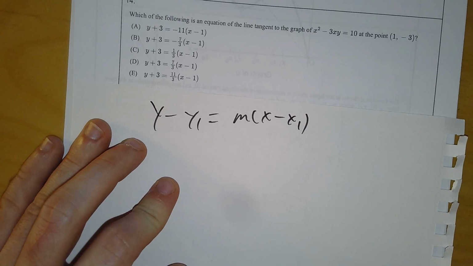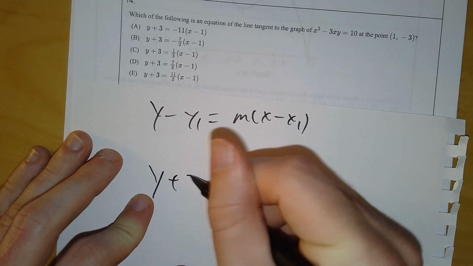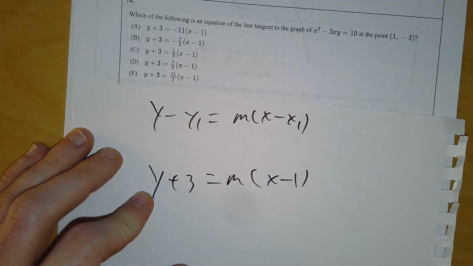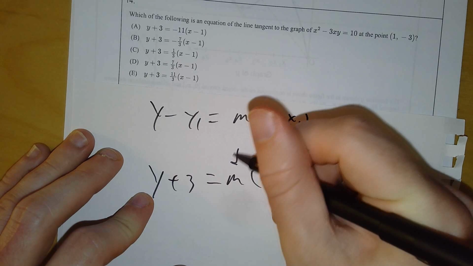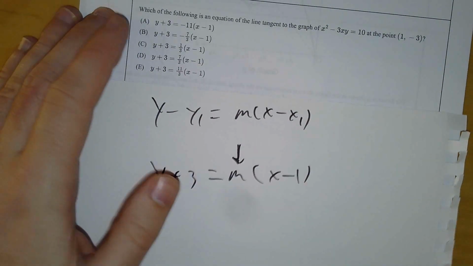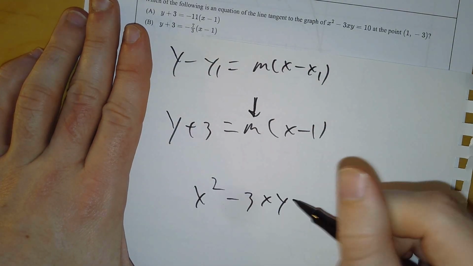When you plug in 1 and negative 3 into that, you're just going to get y plus 3 equals some m times x minus 1. And you can see they all have that form, right? So you're just trying to find the m. To get the m, take the derivative, plug in the slope, and we'll get the m. So let's do that. x squared minus 3xy equals 10.